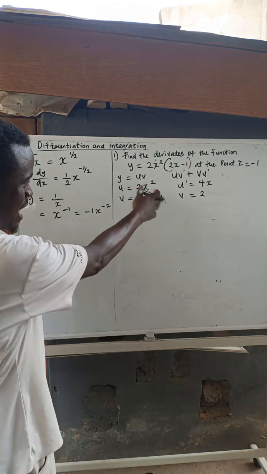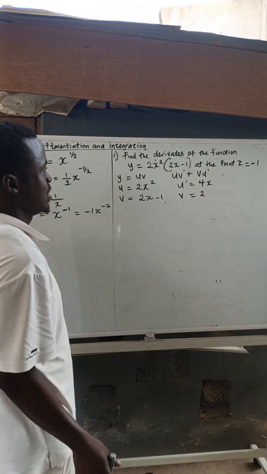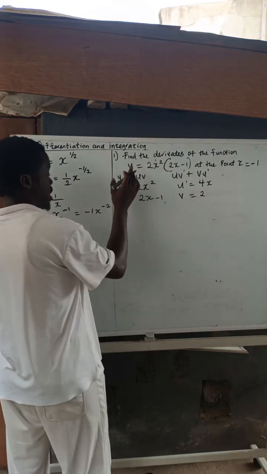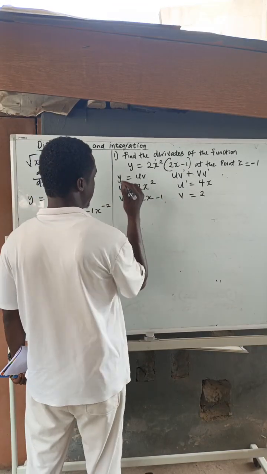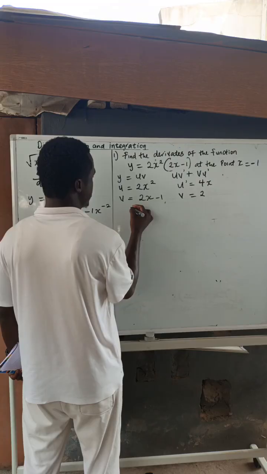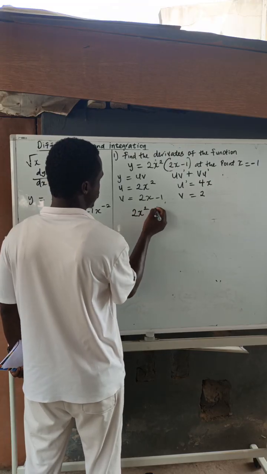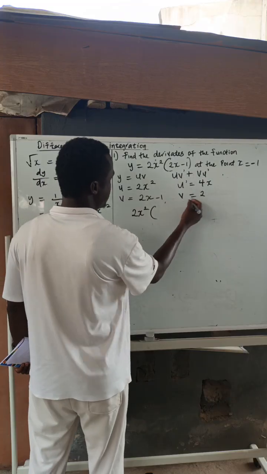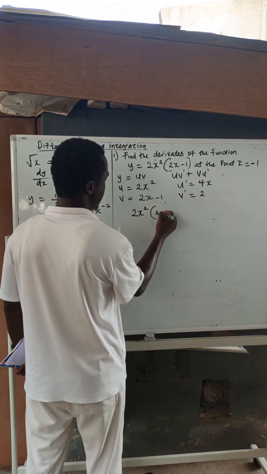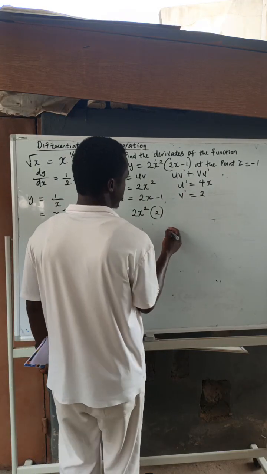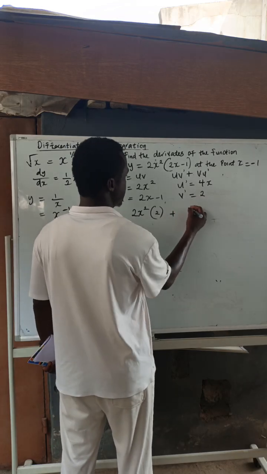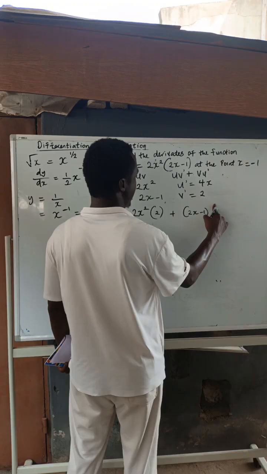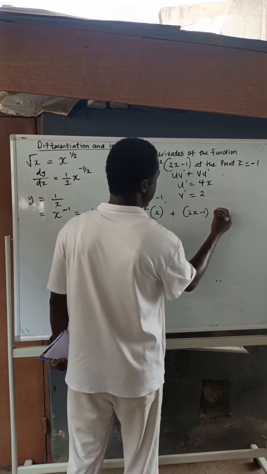Now let's apply this. This is a JAMB 2008 question. Let's apply everything we have and input it here. My u is 2x raised to the power of 2, open bracket, my v prime, sorry, this is my v prime. My v prime is 2, plus my v is 2x minus 1. I don't need to open any bracket again. And my u prime is 4x.